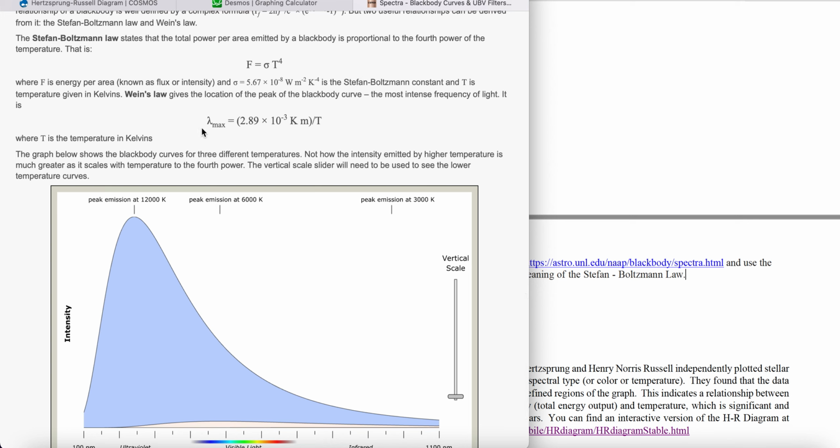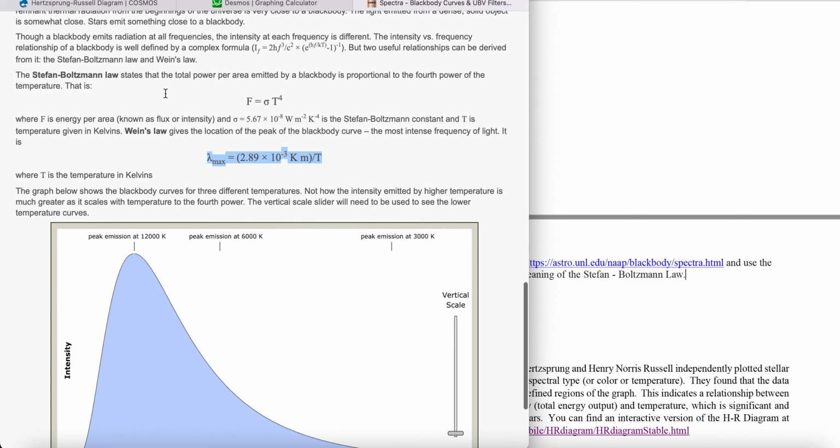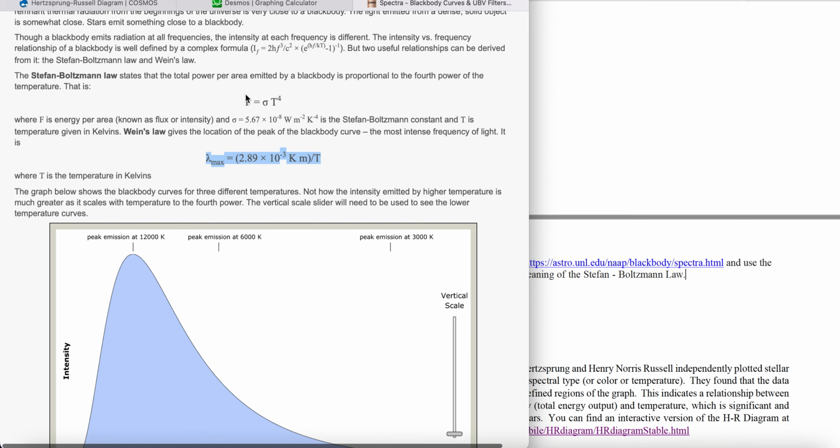Well, Stefan-Boltzmann isn't the law that directly relates temperature to wavelength, although that is quite interesting. That's actually called Wien's law. The law that I ask you to define here is the one that's represented right here with variables. It says F equals sigma times T to the fourth. Okay, F represents the flux.